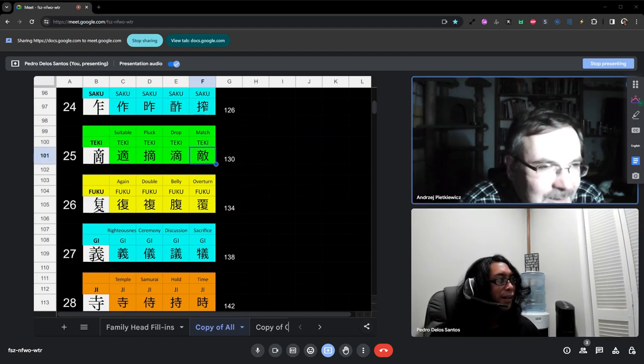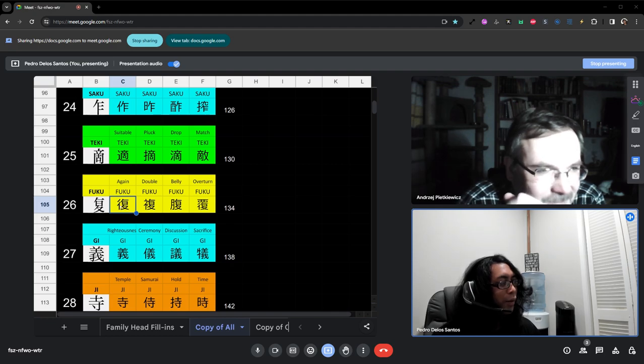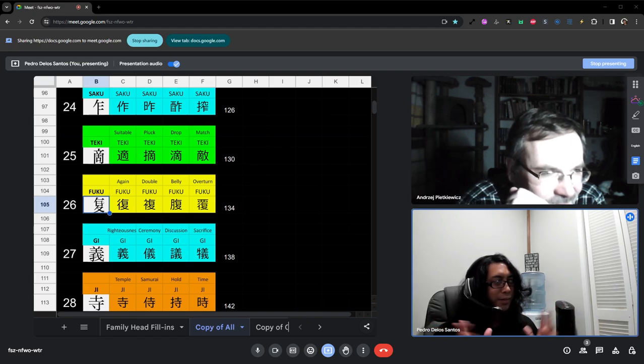So we got fuku here, and then this is basically okay. So we got person in motion, and this represents a double-lidded. There's a lot of double-lidded stuff in China.